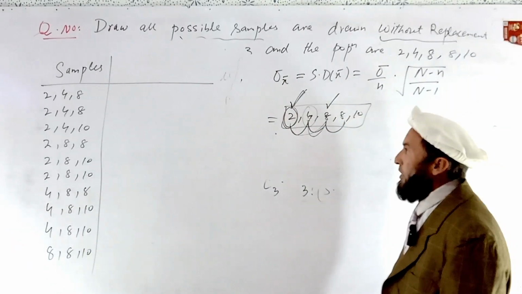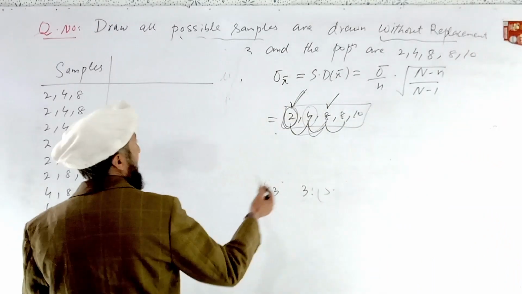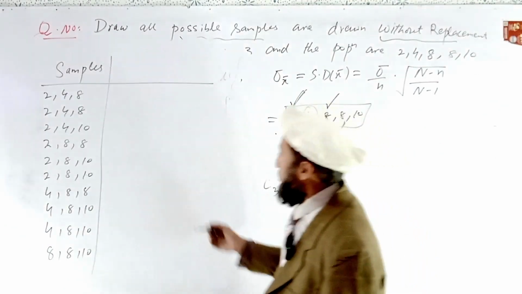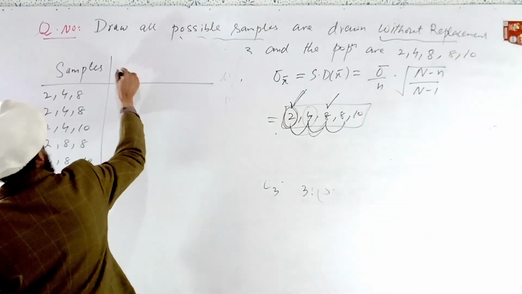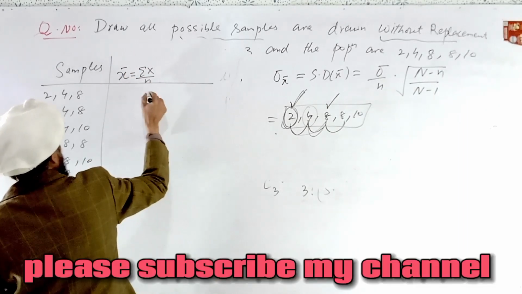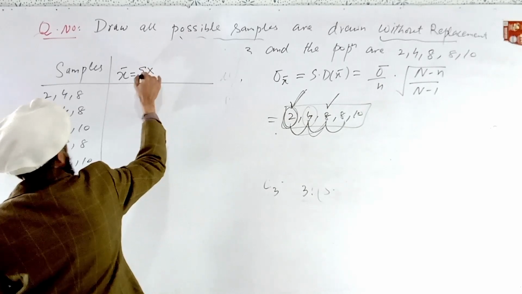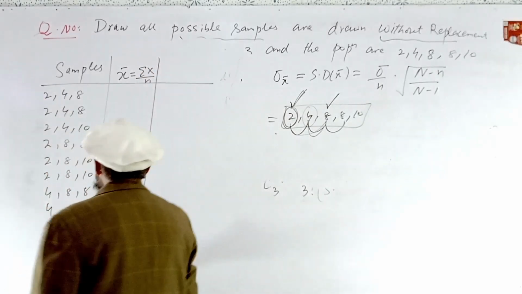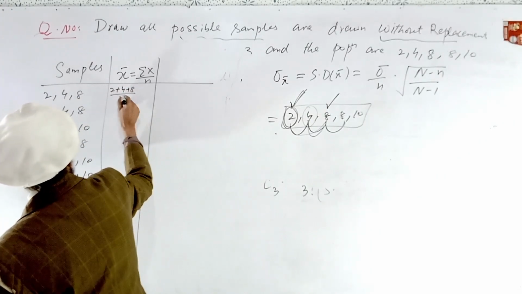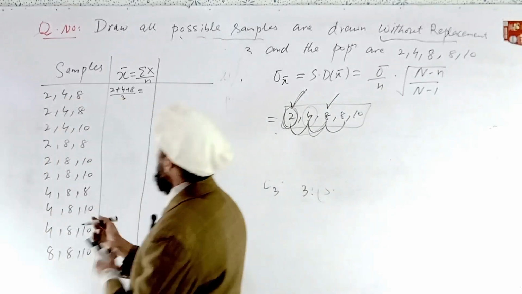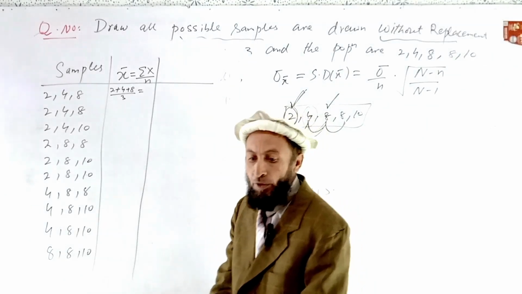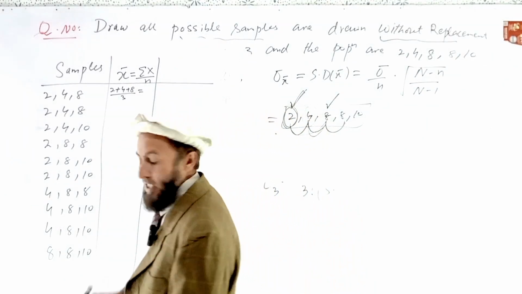Now we proceed to the sample means, because according to the first property the mean of the means is also required. So we compute x bar, which is equal to summation x divided by n. For the first sample, 2 plus 4 plus 8 divided by the sample size 3. So 2 plus 4 is 6, plus 8 is 14, and 14 divided by 3 gives 4.67.